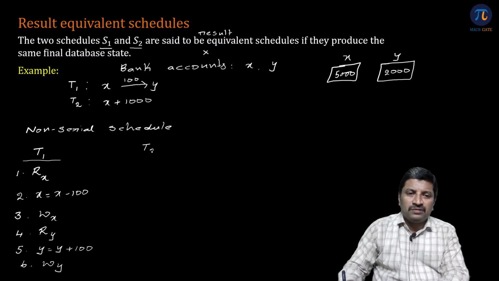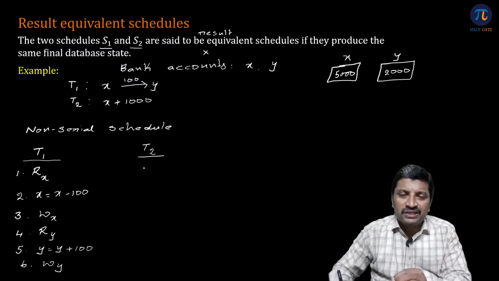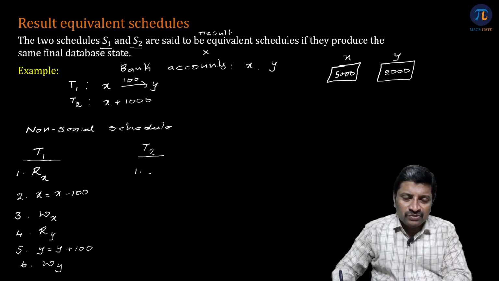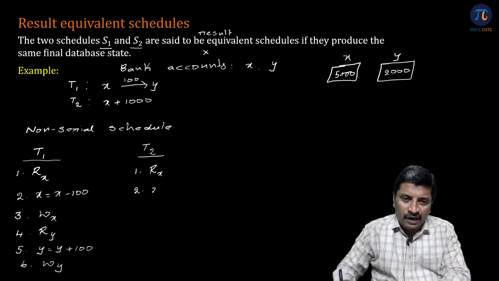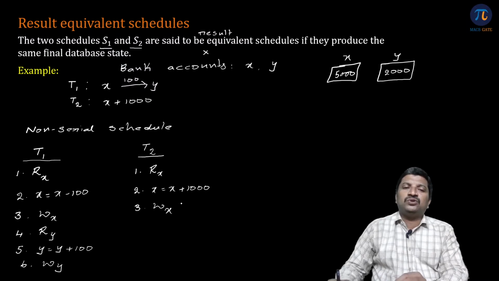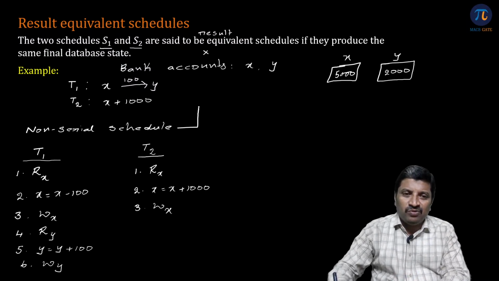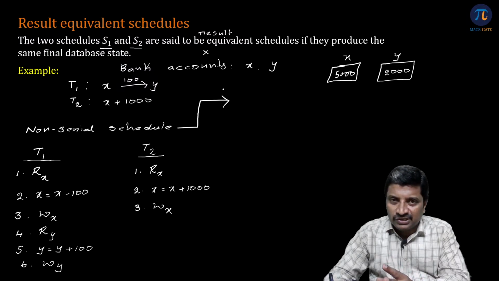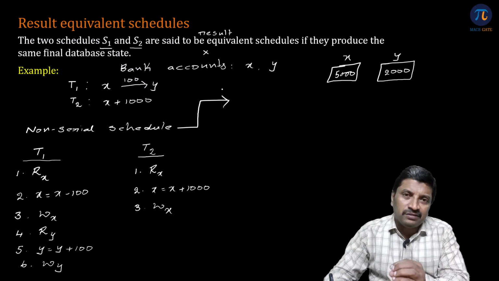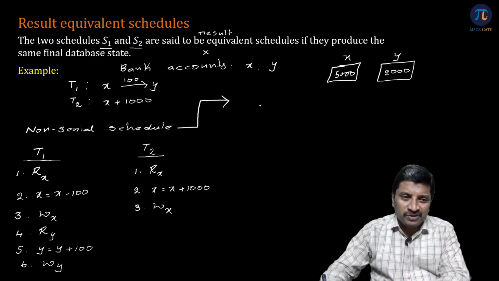Then what is T2? We just need to add 1000 rupees to the account X. For that, first I need to know the initial value of X, then add 1000, then write back the value of X. So these are the two transactions. Now let me give an example of a non-serial schedule. In a non-serial schedule, I can switch from one transaction to another even if I have not completed the started transaction.